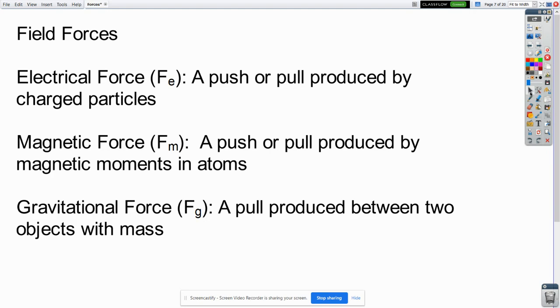And gravitational. A bird flying in the air is experiencing a pull of gravity from the earth, even though the bird is not touching the earth. That is because the bird has a gravitational field and the earth has a gravitational field, and they will still interact with each other without that contact. And that's why I call it field forces.